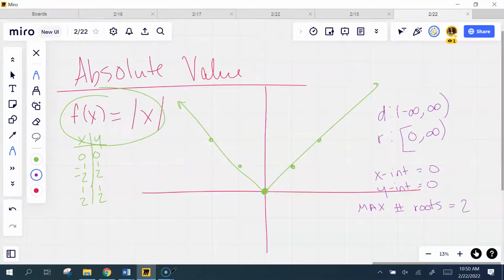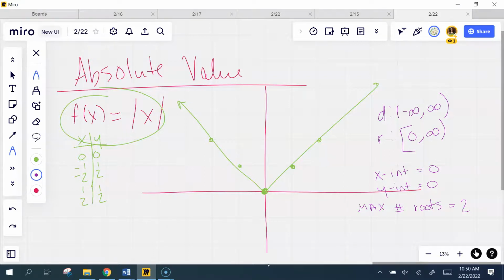That's exactly right. If this started moving around, as we have seen them do, how many times could it possibly cross? 2 times. It'll never cross more than 2. 2 is the most it'll ever cross, but depending on how I move it, it could cross up to 2 times. So the maximum number of roots that an absolute value function can have is 2.